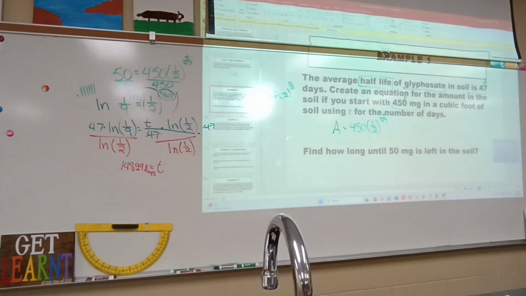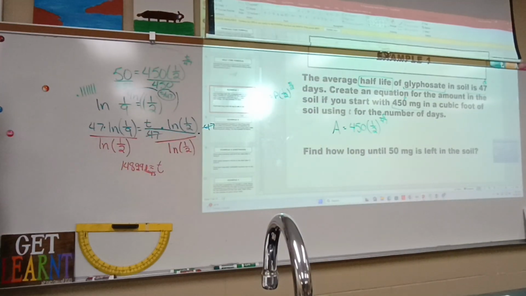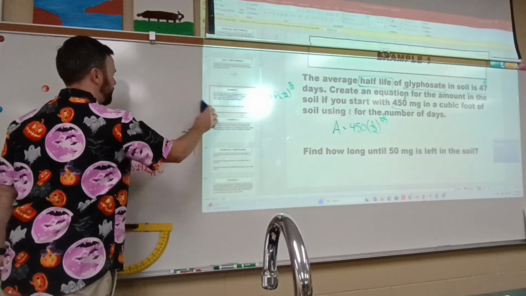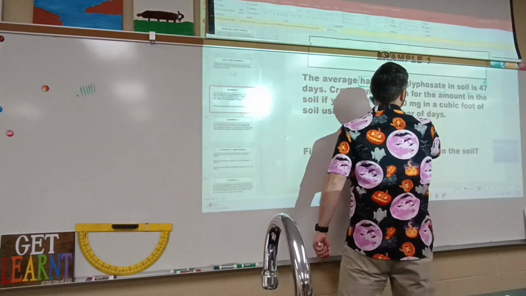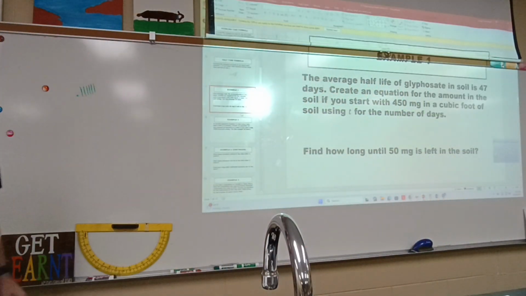Every problem we do today is going to have the same exact steps. The only difference is going to be the setup. Looking at this from afar, that looks really messy. I'll do better this next one. Sound good? I'll do better. That's not my best work.